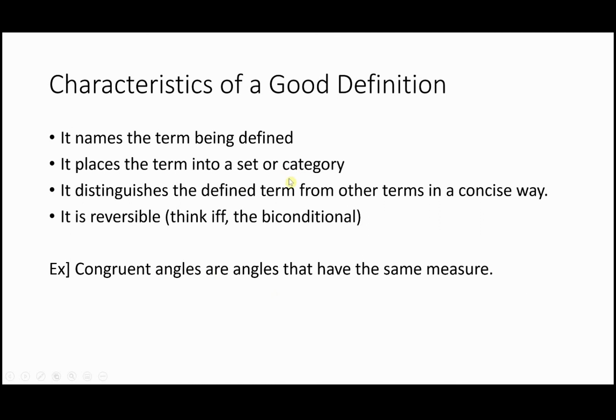And so we get from the use of the word angles what the context is. And also we know that we're not talking about other geometric visualizations, right? We're not talking about line segments or rays or anything like that. We're talking about angles specifically. So we distinguish it from other terms, and it is indeed reversible. So it's true to say that congruent angles are angles that have the same measure. Just so you know, it's also true to say that angles that have the same measure are congruent. Works either way.